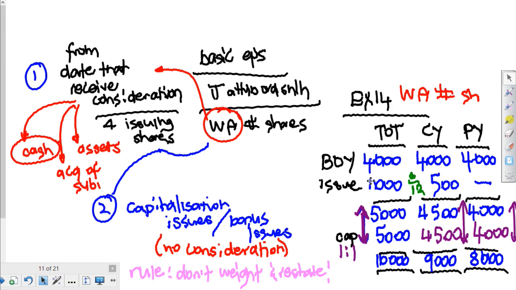I issued 1. My total goes up by 1. But I'm only going to weight it for half a year. So in the current year, my number only goes up by 500. And it wasn't there at all last year, was it? So last year stays 4.